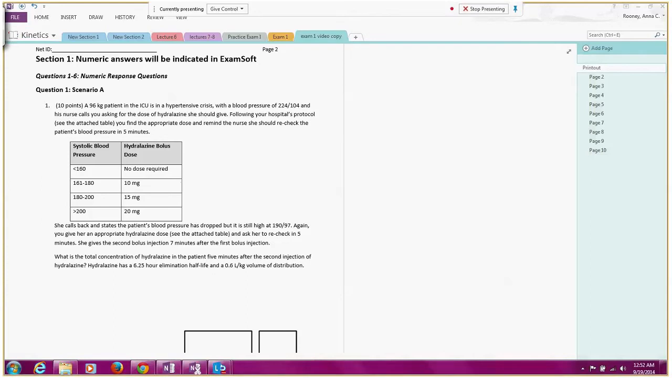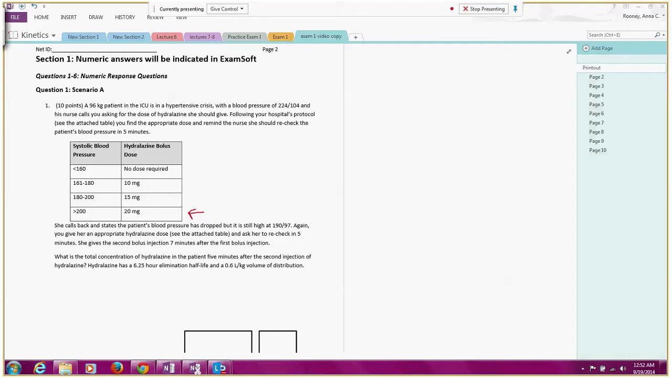A 96 kilogram patient in the ICU is in a hypertensive crisis with a blood pressure of 224 over 104. And the nurse goes, "Oh my gosh, what do we give him?" And you look at your chart because you're a handy dandy pharmacist and you have that on hand, and you say, "Give him 20 milligrams, stat." And then 5 minutes later, you check on the patient... you don't check on the patient. You tell the nurse to check on the patient 5 minutes later and tell you what the blood pressure is.